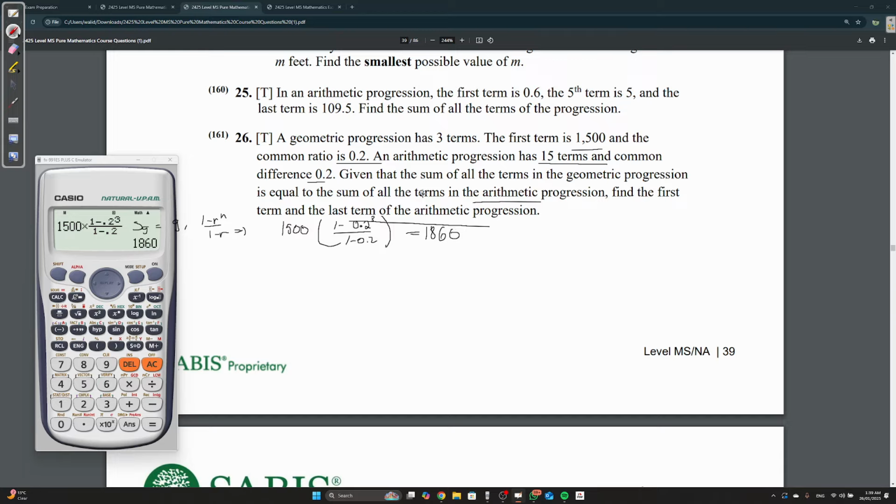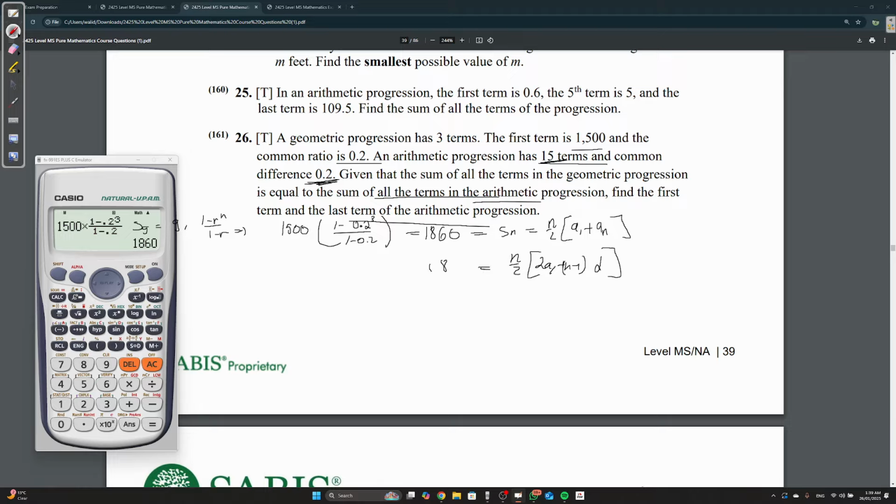We know that this is equal to the sum of all the terms in the arithmetic progression, so it's equal to Sn arithmetic, which is n over 2 times a1 plus an, or 2a1 plus n minus 1 d. We know that the arithmetic progression has 15 terms and common difference 0.2. Since I have the common difference, I'm going to use the sum formula that has the common difference. So I'm going to use this one.